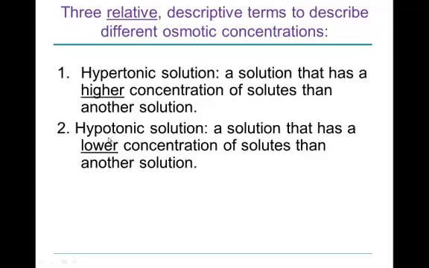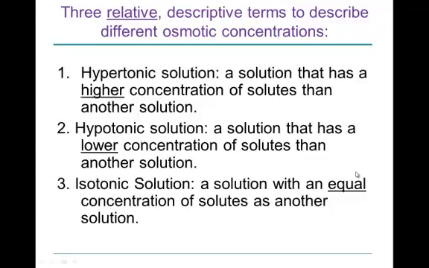Think of hypoglycemic, which means low sugar, as in low blood sugar. In this case, hypotonic means low concentration. So a hypotonic solution is a solution that has a lower concentration of solutes than another solution. The third term is isotonic. Iso means the same, and this refers to the only other possibility.